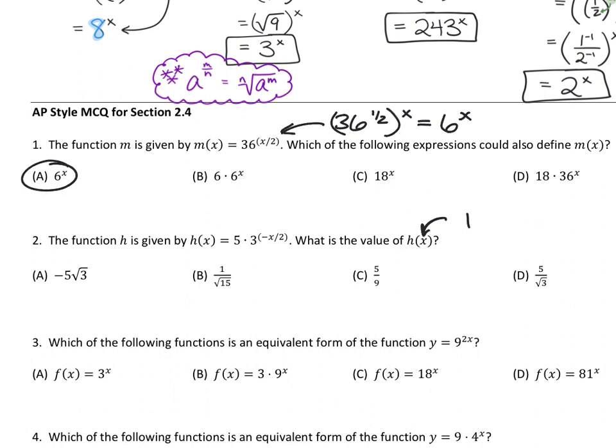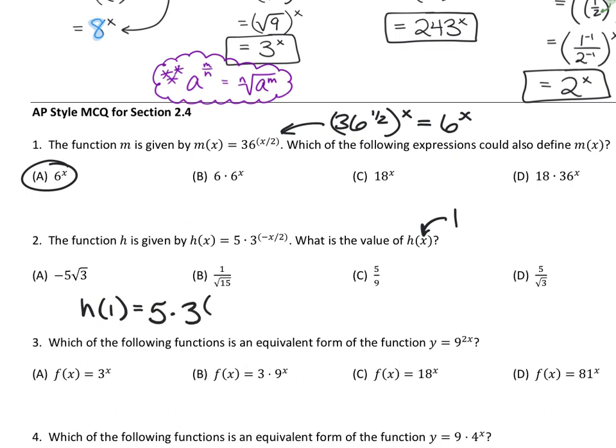Just kidding, not negative 1, 1. That's definitely on me, my bad. That should say a whole 1 right there. Typo. So if we're doing h of 1, that means we're going to take the 1 and plug it into the equation.